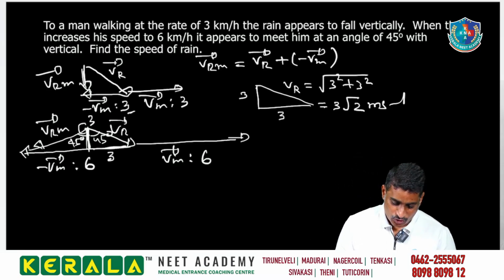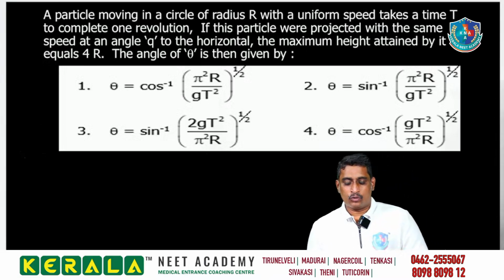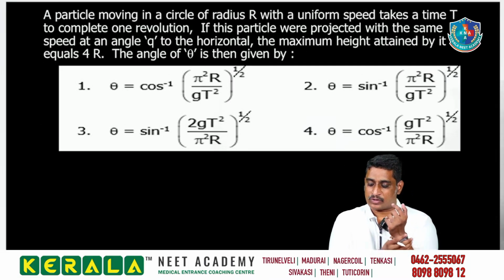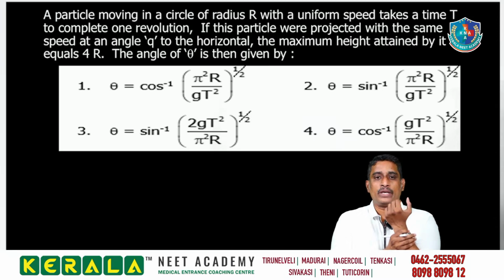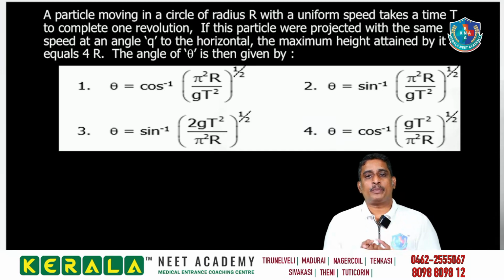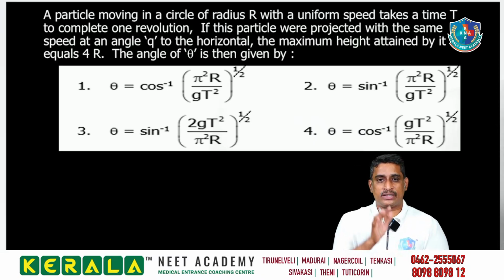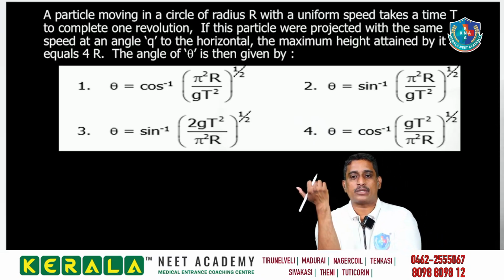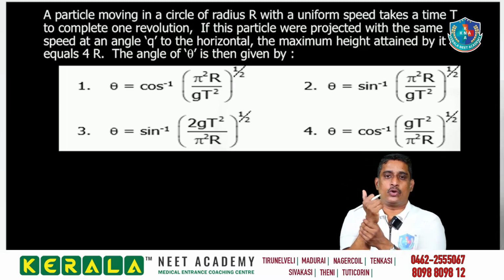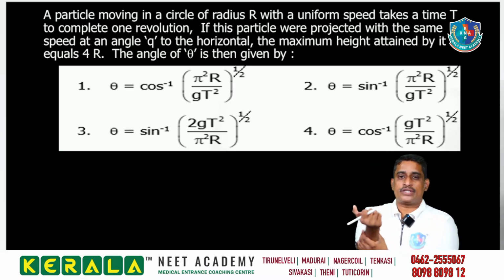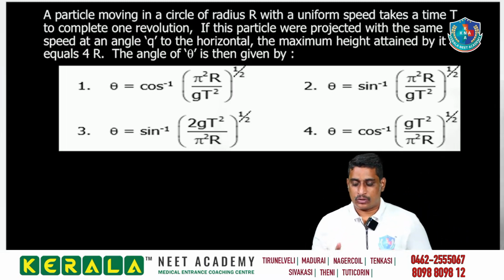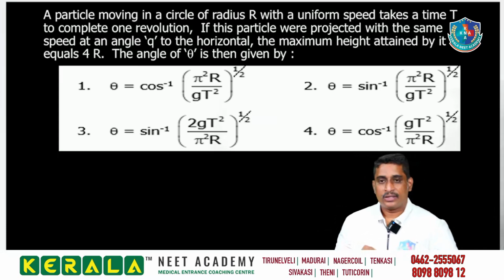Come to the next question. A particle moving in a circle of radius r with a uniform speed takes a time t to complete one revolution. If this particle were projected with the same speed at an angle theta to the horizontal, the maximum height attained by it equals 4r. The angle theta is then given by. This was also given in the 2021 NEET entrance examination.